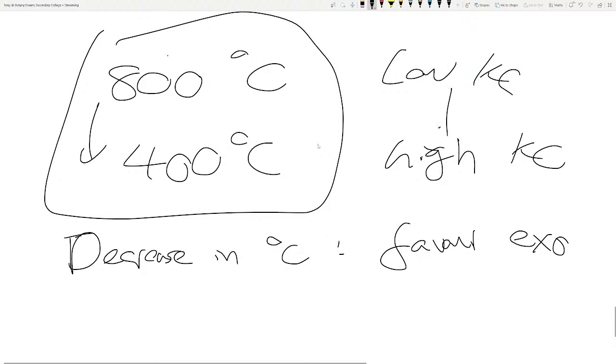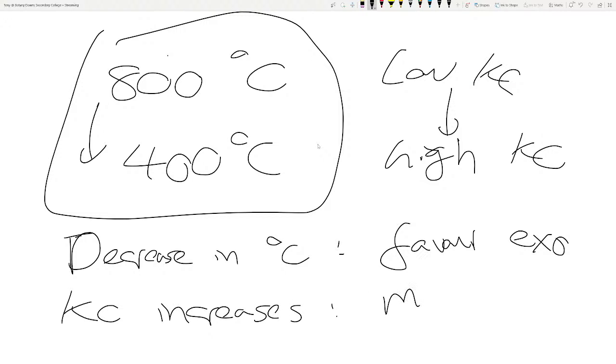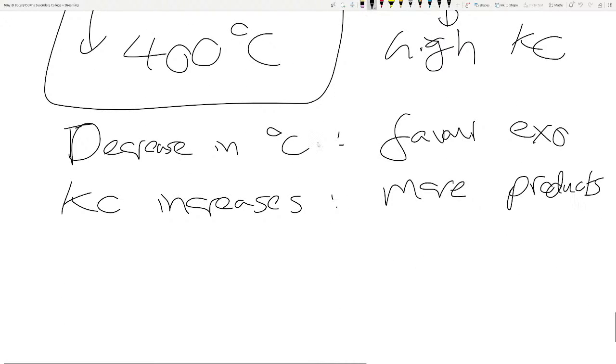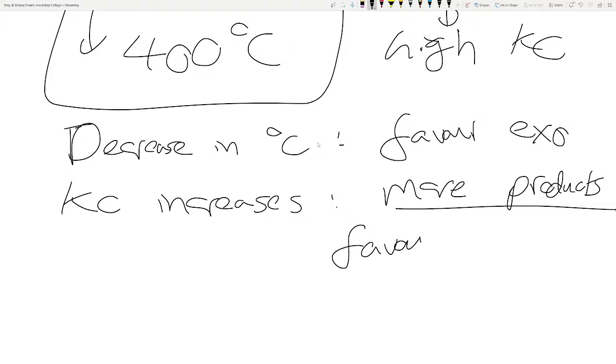And then can you see what we have here? Your Kc increased. So if your Kc increases, that means you have more products. That's what Kc stands for, products over reactants ratio. So this means you got more products. If you have more products, that means you favor the forward reaction.